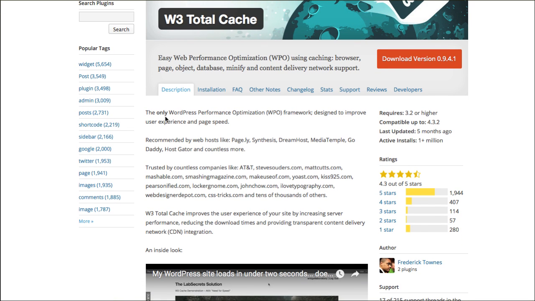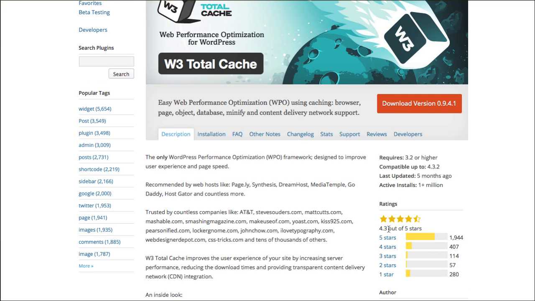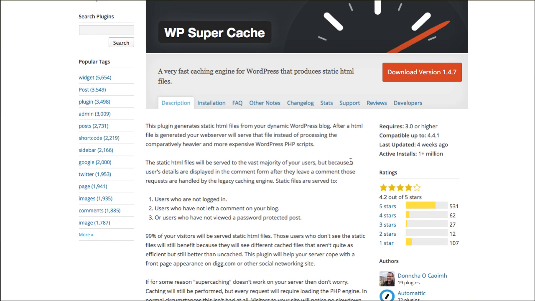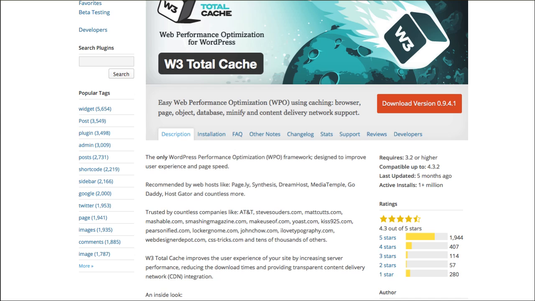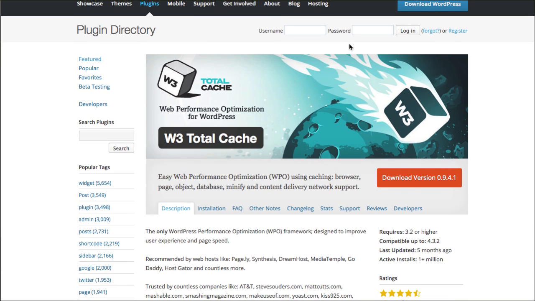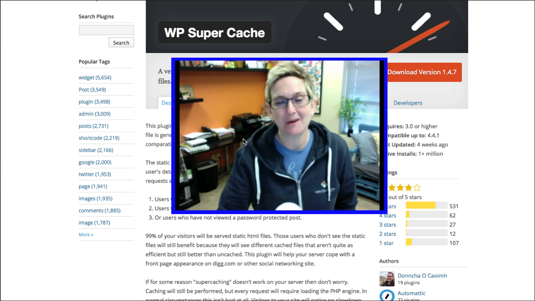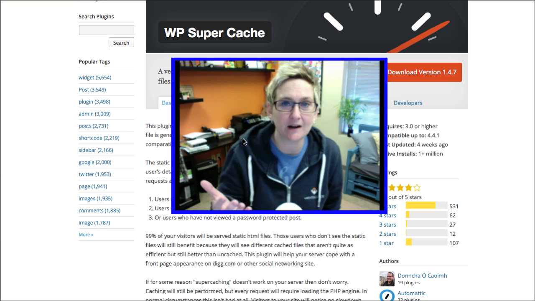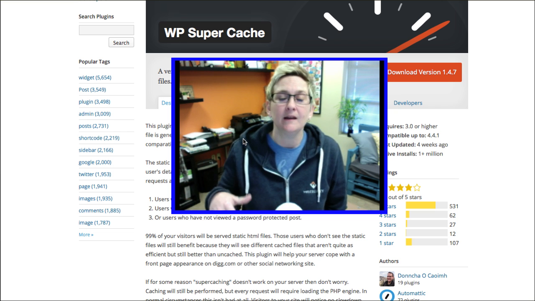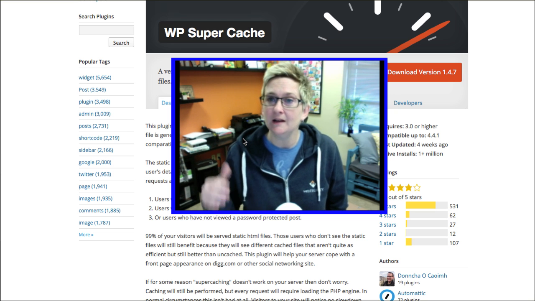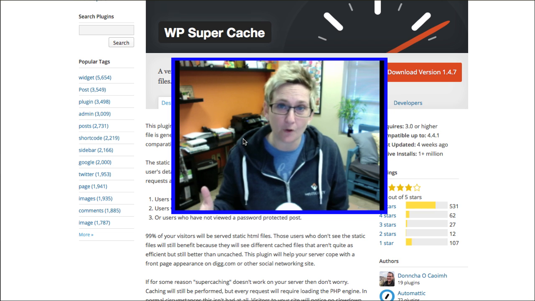So that being said, you'll want to just kind of read down through here. You're going to want to compare. W3 Total Cache has 4.3 stars as of today out of 5. And WP Super Cache has 4.2. So very, very comparable. They both have over 1 million installs, which is incredible. So these two are the highest in the industry. So really, I can't tell you which one's better, which one's worse. They both have kind of their own capabilities. I would, again, though, suggest you connect with your hosting company, ask them which one they prefer you use, maybe plug one in and see how your website performs.